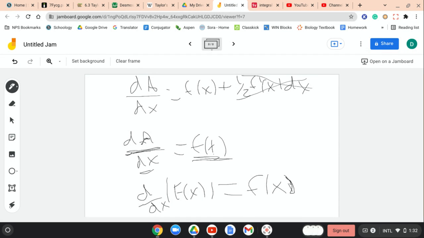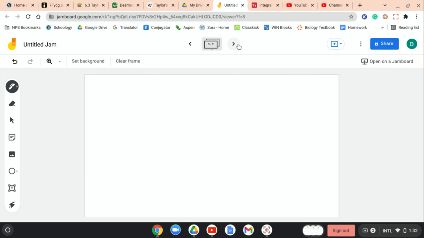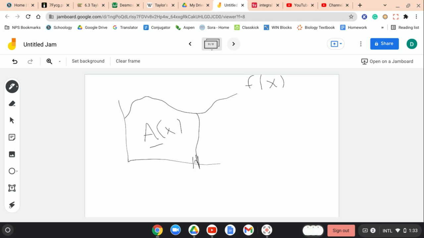So that's the first part of the fundamental theorem of calculus right there. And I'll explain why in just a second. It tells us that if we have a function, f of x, and some area function that tells us the area underneath that curve, the derivative of the area function at any point is equal to the function value at that point.